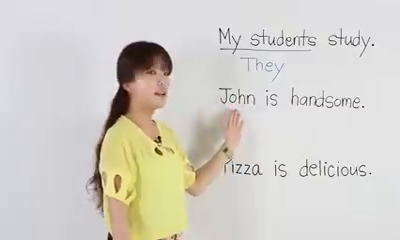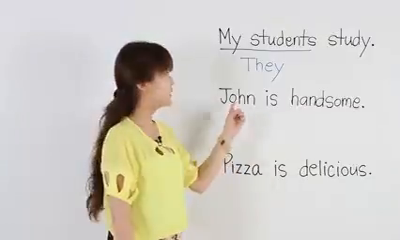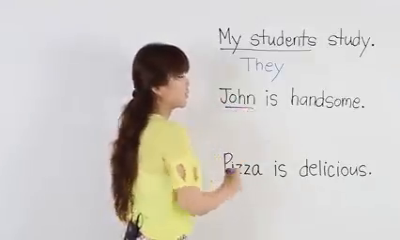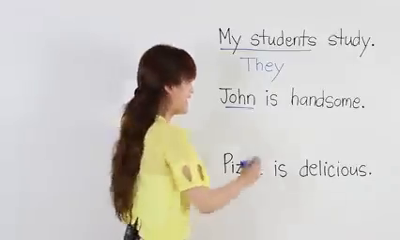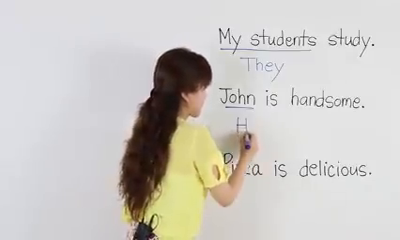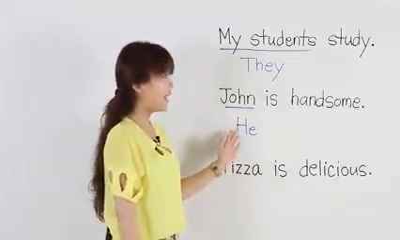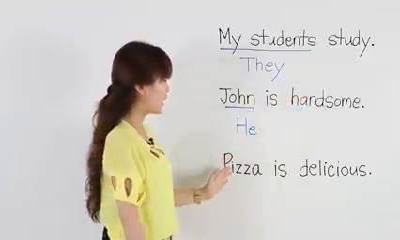The next example, John is handsome. Okay, John, that's a person. There's only one, right? And it's a boy, John. So what should we use? We have to use the subjective pronoun he. One boy, we say he. He is handsome.